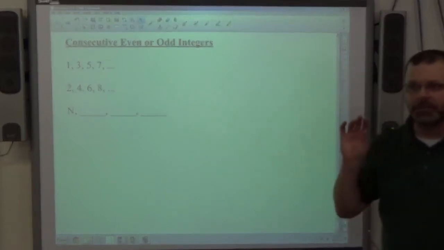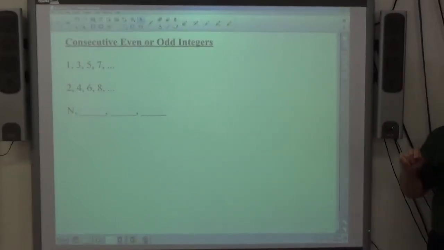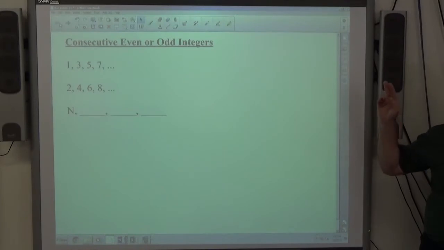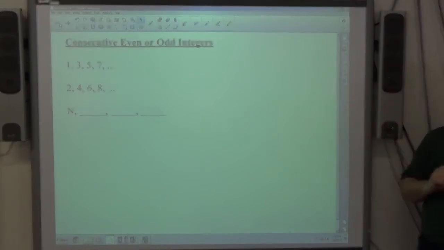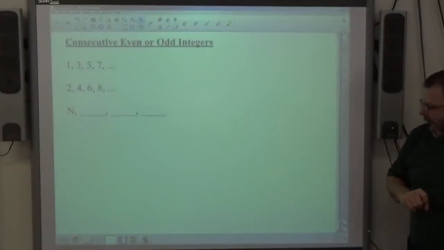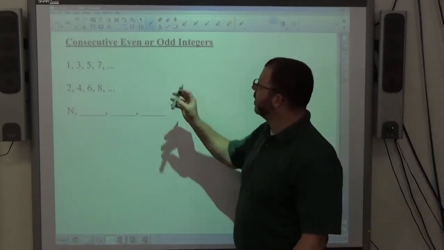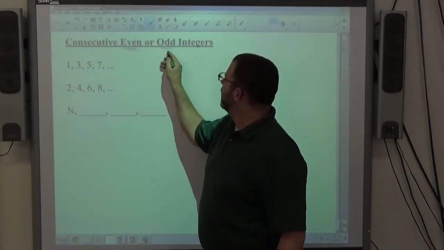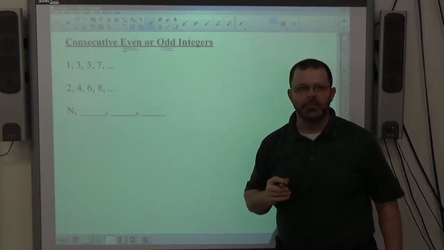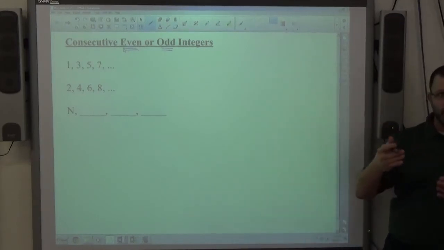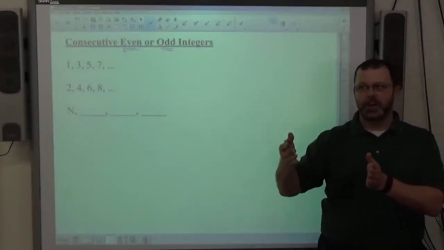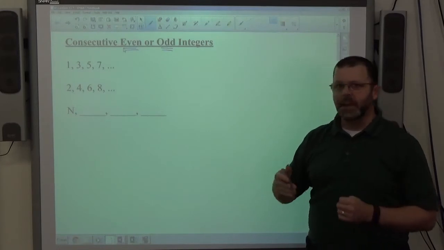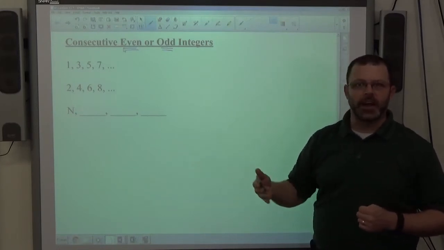Today we're going to continue our talk on consecutive integers, except now we're going to be doing consecutive even or odd integers. And all that happens by going consecutive even or odd is we're changing the pattern. Yesterday's pattern was a +1 pattern because if I'm at 6 and I want to get to the next integer, I have to add 1 to get to 7, and add 1 to that to get to 8, add 1 to get to 9, and so on.